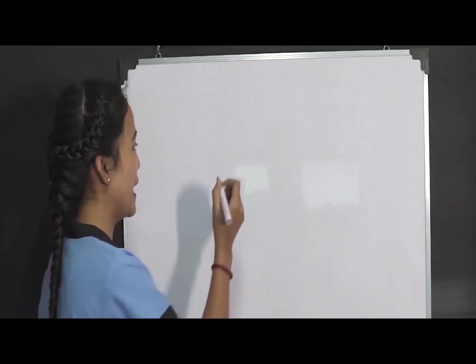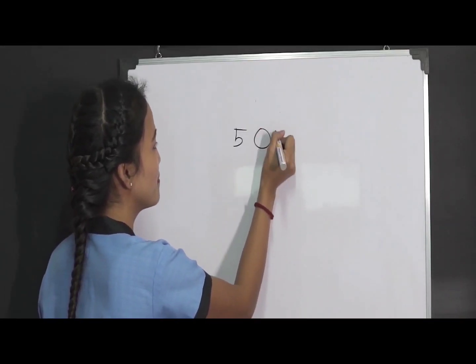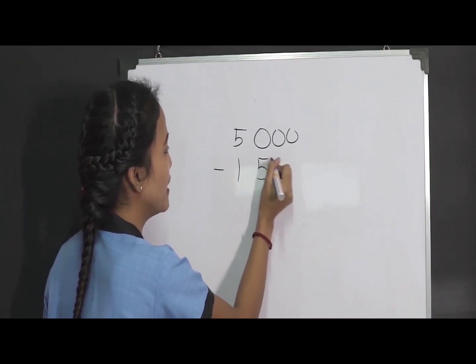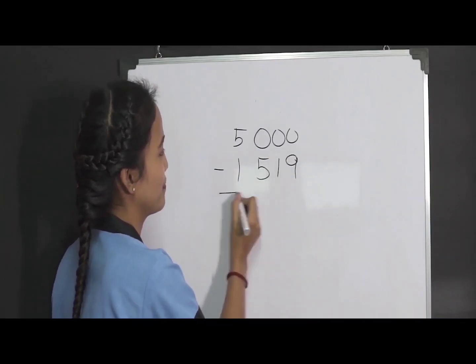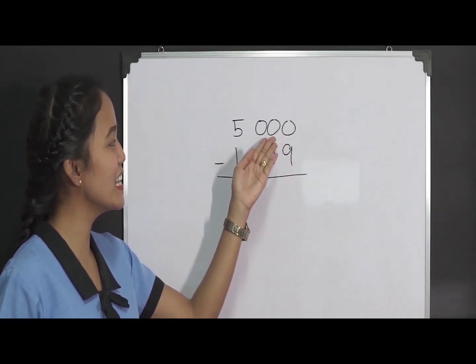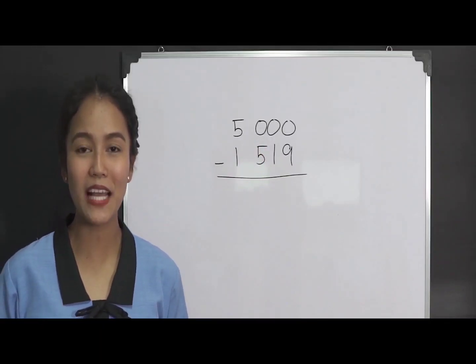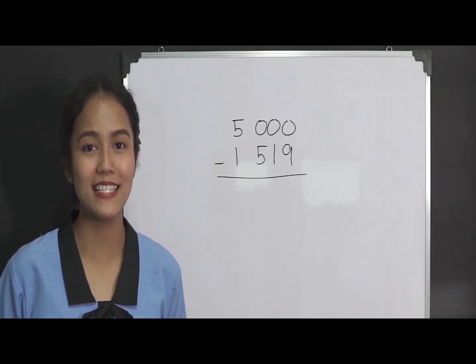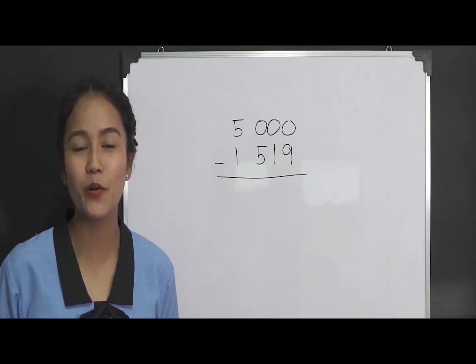Always remember, if we write it in vertical form, the digits in the minuend and the subtrahend must be aligned according to their place values. 5,000 minus 1,519. As you can see, the digits in the ones, tens, and hundreds places in 5,000 are zeros. As we all know, we cannot subtract from 0 ones, 0 tens, and 0 hundreds.